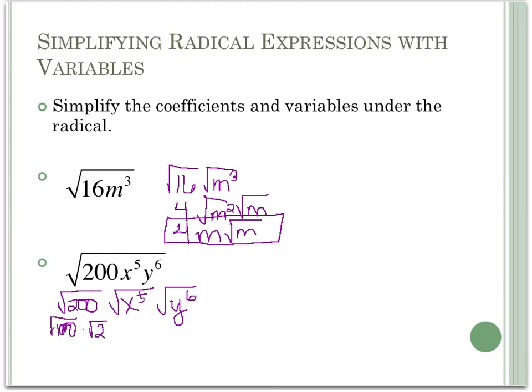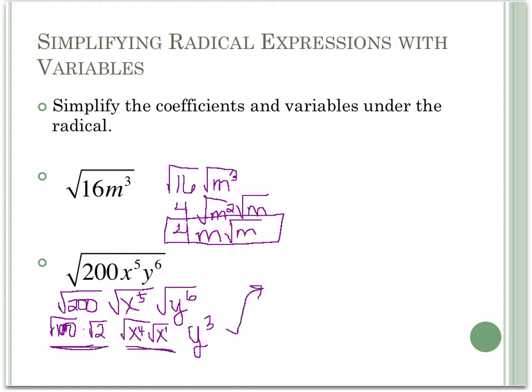X to the 5th, well, I could take the square root of x to the 4th times the square root of x to the 1st power. Remember, when you're multiplying, you add, so that gets me to my x to the 5th power. And the square root of y to the 6th, I can actually take right now, that's y cubed. So now I just need to simplify these first two pieces.